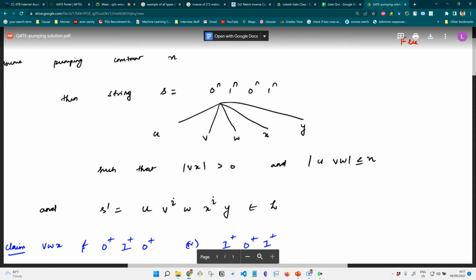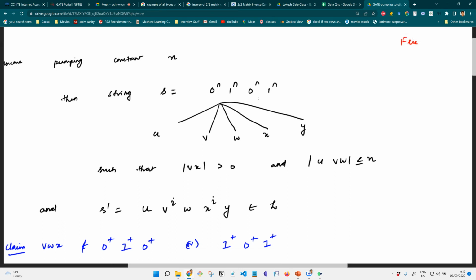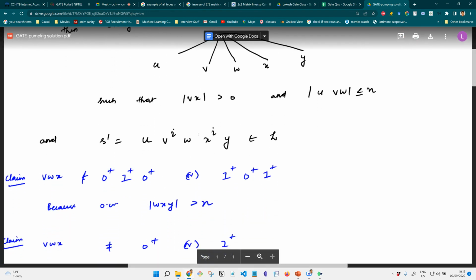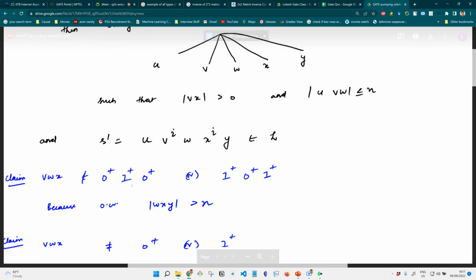Now I assumed a pumping constant n, and the string is 0^n 1^n 0^n 1^n. Now the proof follows from cases. The first claim I make is that vwx cannot contain zeros followed by ones followed by zeros, or ones followed by zeros followed by ones. Do you see why?